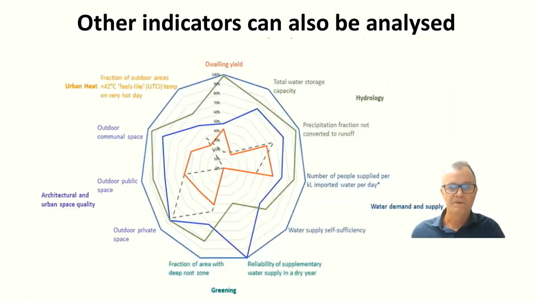Other indicators can also be analysed in more complex hydrology. So for example, the water supply self-sufficiency, the number of people supplied based on imported versus internally supplied water, the fraction of area with deep root zone, or really any of the 25 performance indicators of SUWMBA.